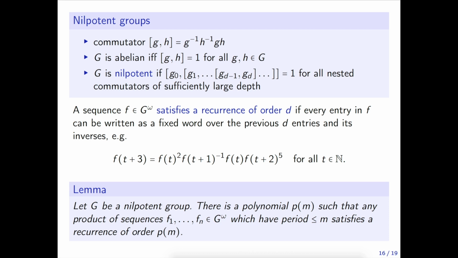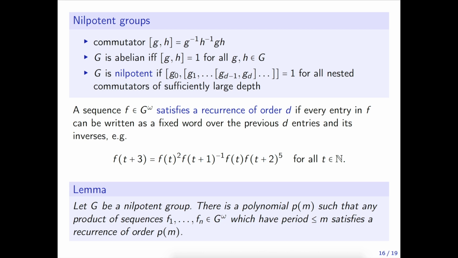Now, a natural generalization for the notion of linear recurrent sequences is the following. An infinite sequence f over G satisfies a recurrence of order d if every entry in f can be written as a fixed product or a fixed word over the previous d entries and its inverses. For example, f of t plus 3 is f of t squared times f of t plus 1 inverse, and so on and so forth. For all t, there's some fixed word which describes f of t.